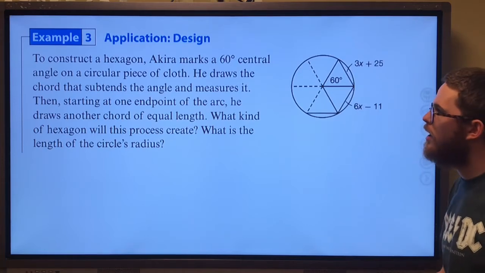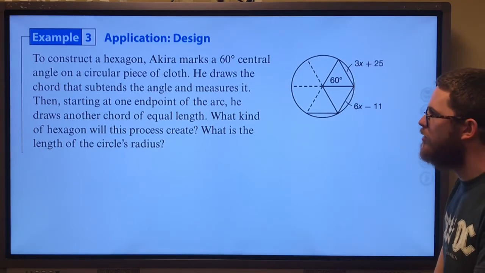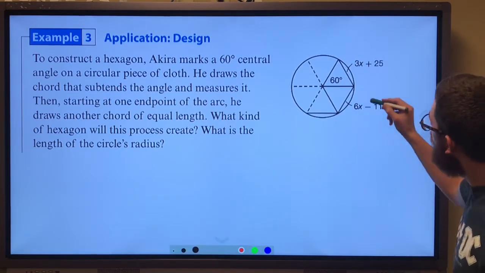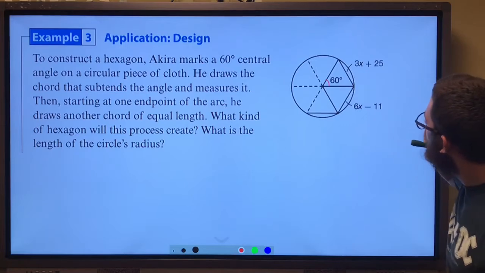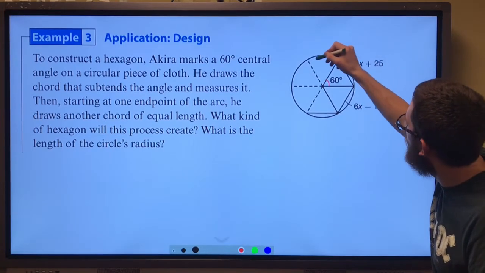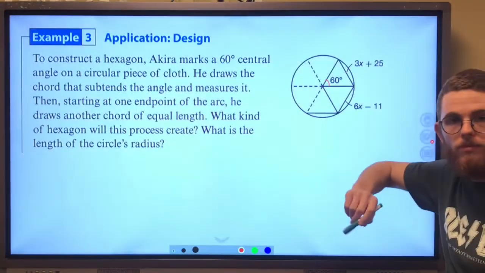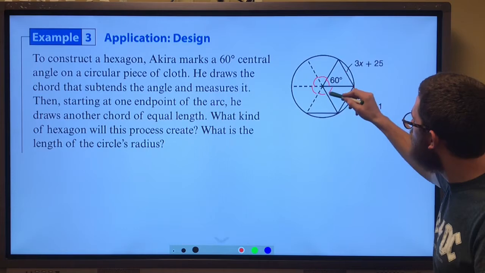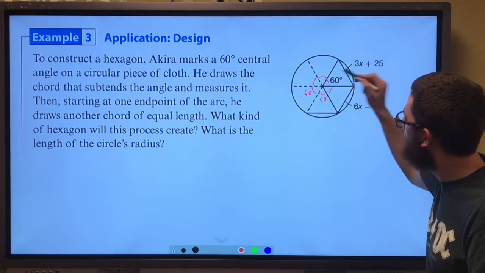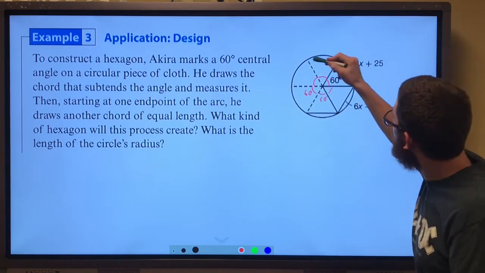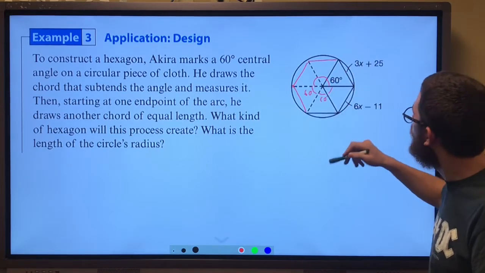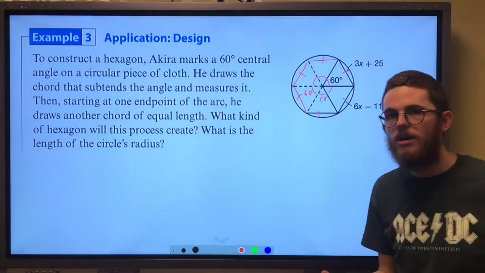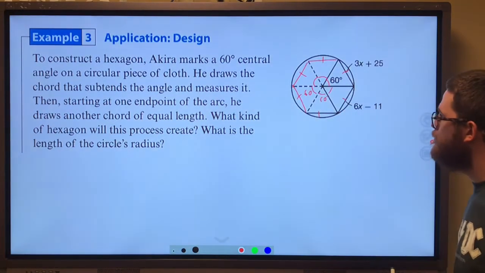He draws the chord, subtends the angle, and measures it. Then, starting at one endpoint of the arc, he draws another chord of equal length. What kind of hexagon will this process create? Well, if one is 60 degrees and he's creating a chord and then he's copying that chord over and over again, well, all of these are going to end up being 60-degree central angles. Every single one of them is going to be a 60-degree central angle. And so he's creating a hexagon that is going to be regular. All of these chords are going to be the same. This is going to be a regular hexagon.